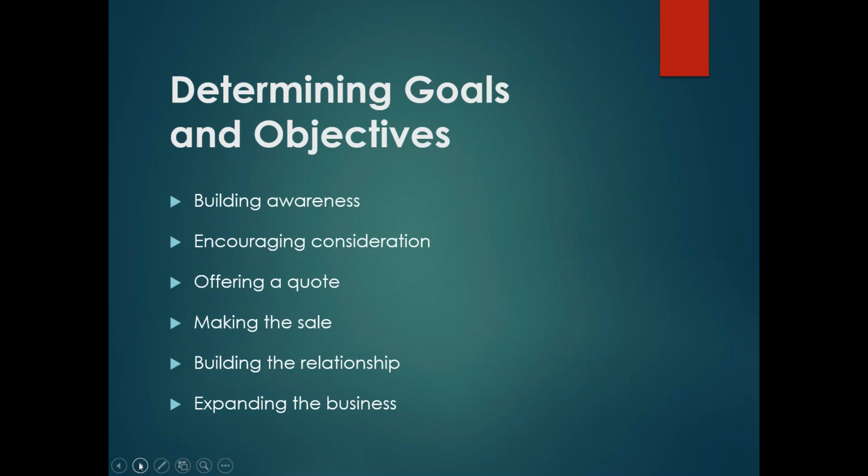So also, we want to look at goals and objectives, right? You have to have a plan of what you want to achieve. So what do you want to achieve here? Trying to build awareness in the community about your agency. Encouraging people to consider doing business with you, offering a quote, making a sale for sure. Because you've got to think all the way to the end game. And then building relationships is so important. It's all about the relationship.